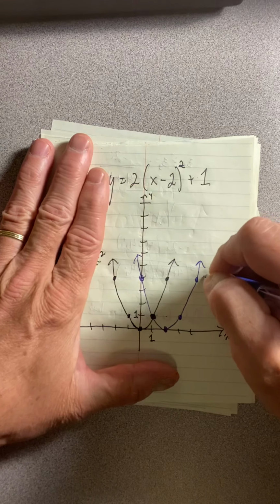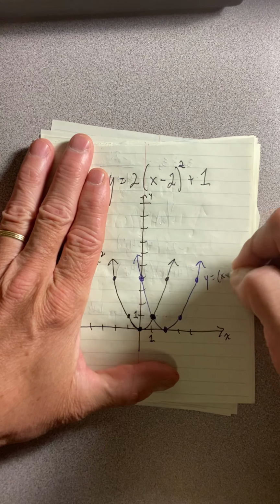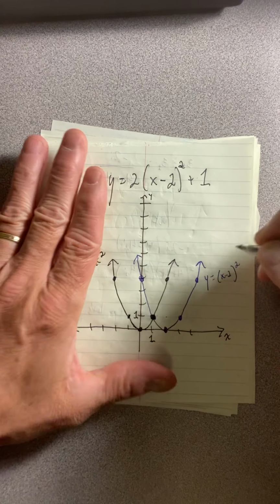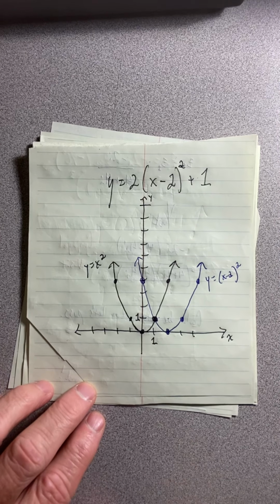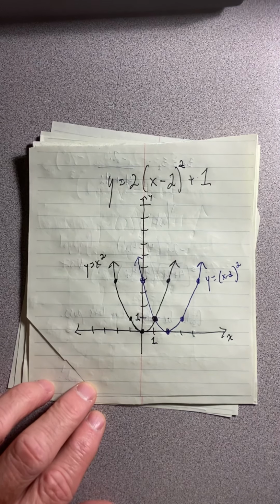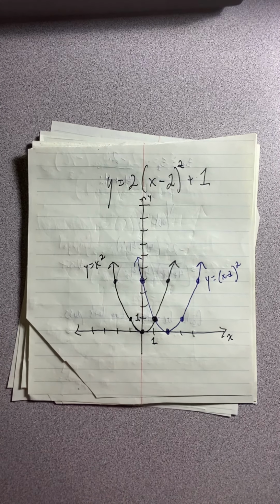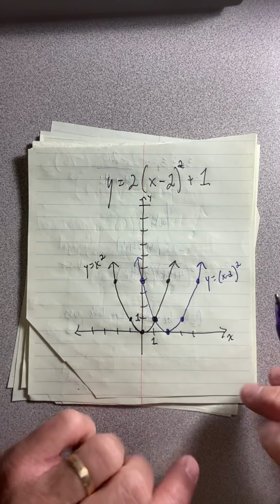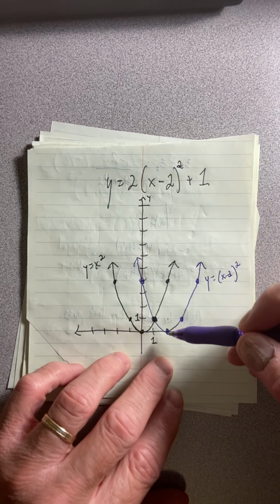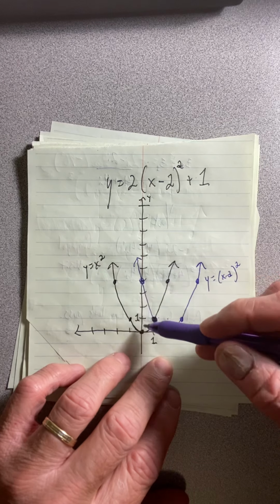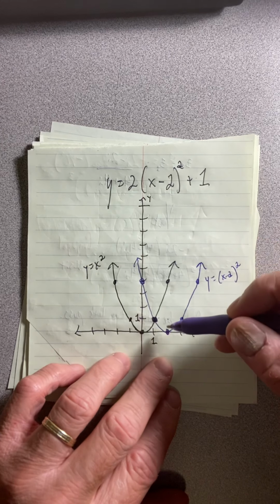So this is y equals (x minus 2) squared. That's the blue curve there. Okay, but we also have this dilation happening. So the dilation is going to pull these points either to or away from the x-axis.